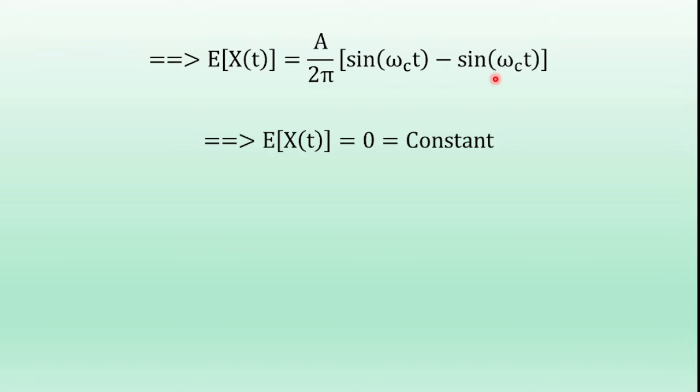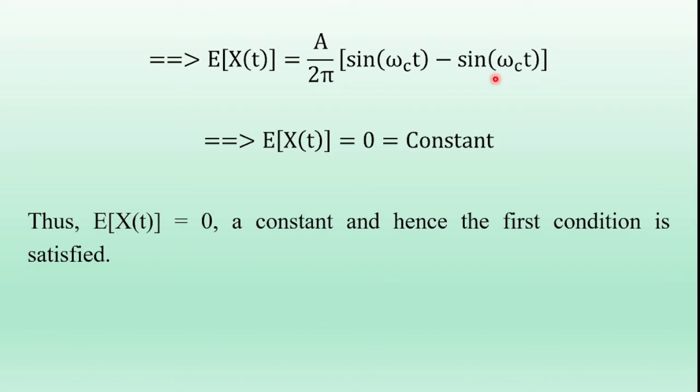Zero means it has some constant value. The expectation of X(t) is equal to a constant. Therefore the mean of the random process is constant. The first condition is satisfied. Hence, the given random process X(t) is a stationary random process.